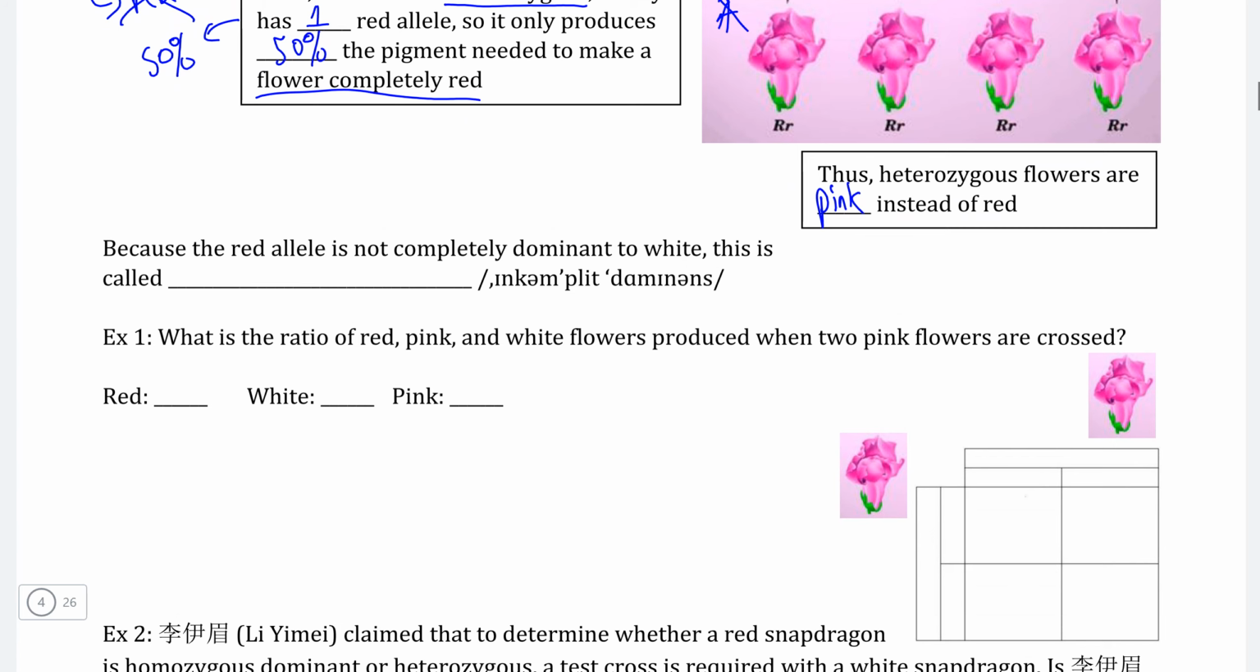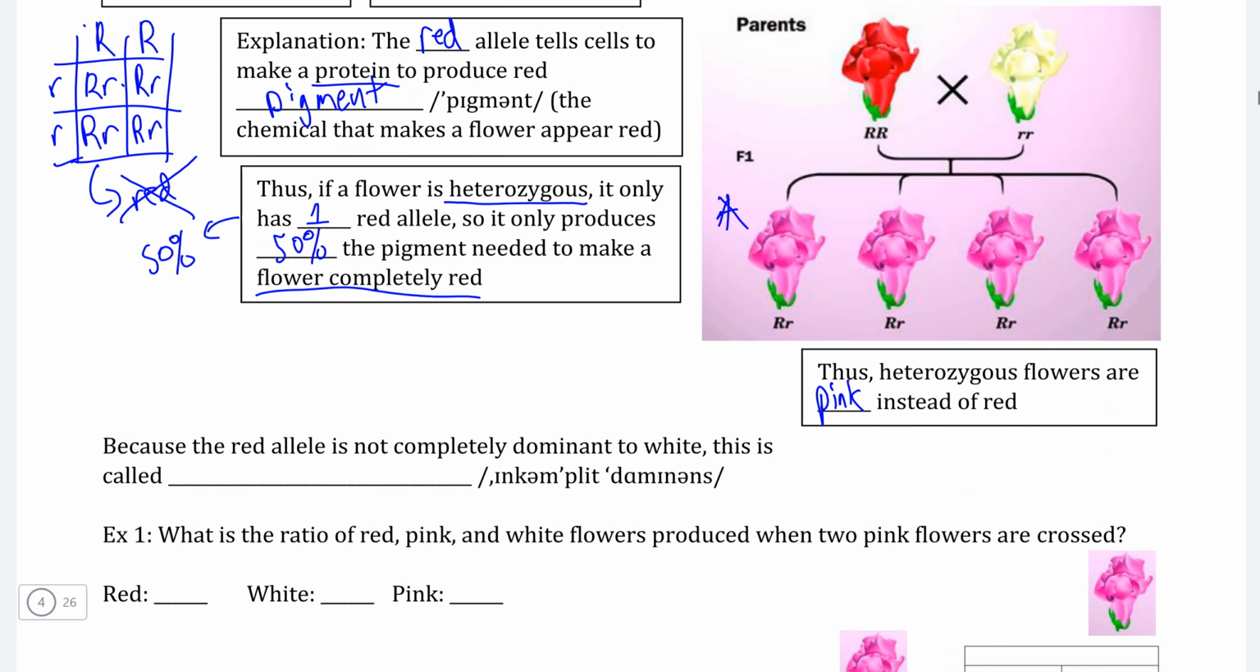Now, the red allele is not completely dominant to the white allele, because we end up with this kind of intermediary phenotype because of what the protein actually does.